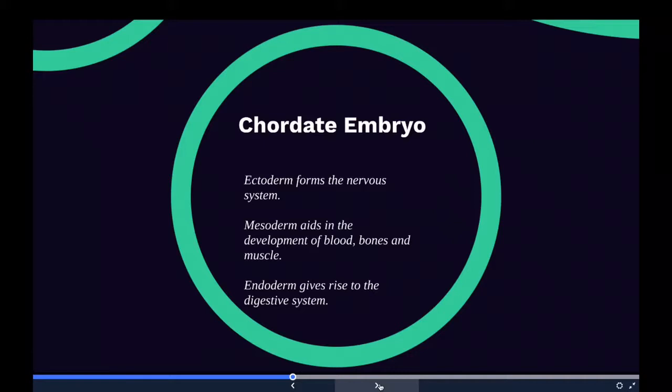Generally speaking, the ectoderm forms the nervous system, which is the spine, peripheral nerves, and brain, tooth enamel, and the epidermis, which is the outer part. It also forms the lining of the mouth, nostrils, sweat glands, hair, and nails. The mesoderm aids in the development of blood, bones, and muscle.